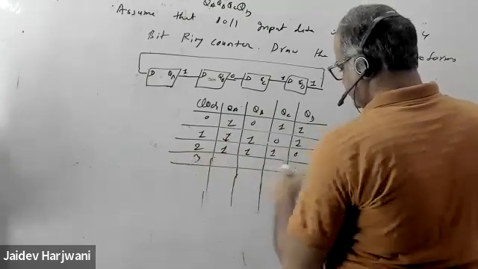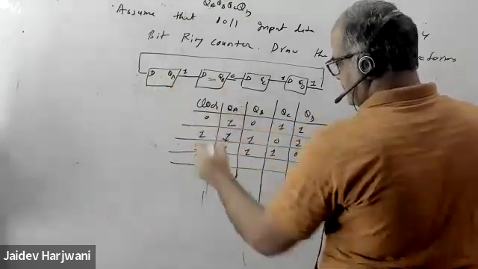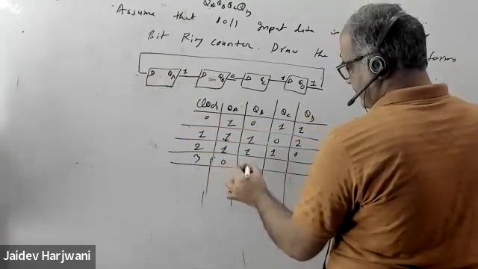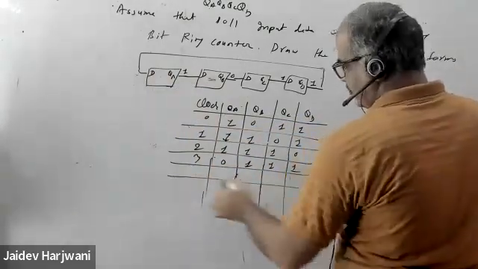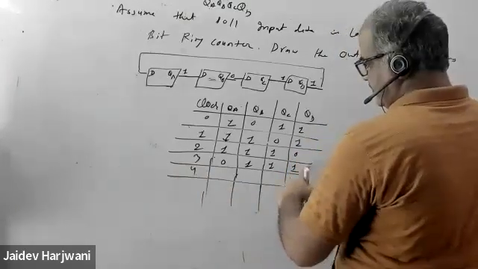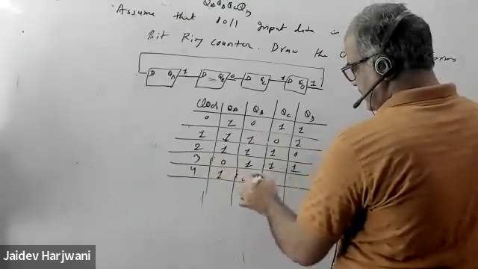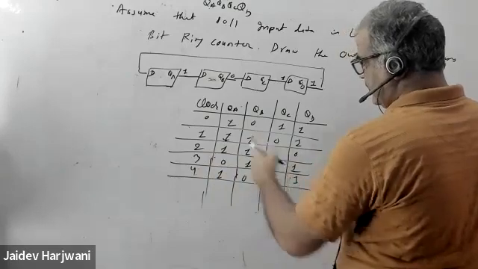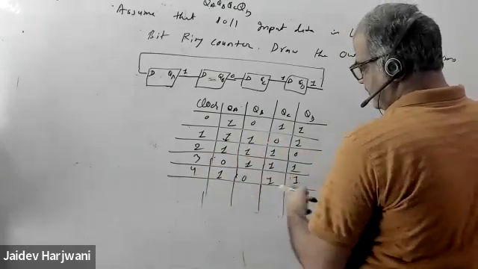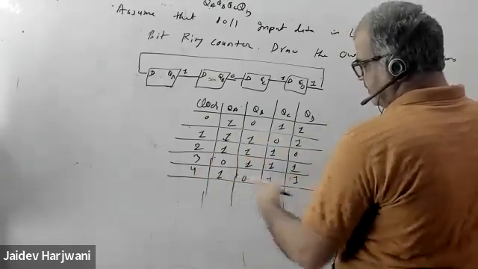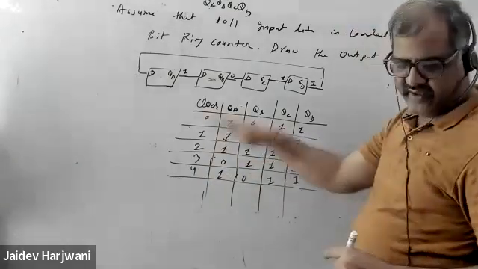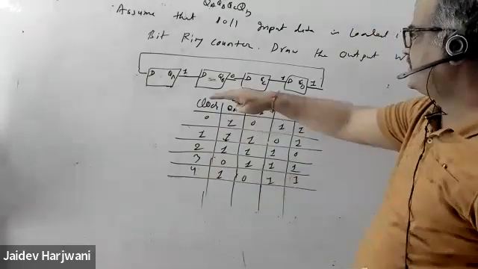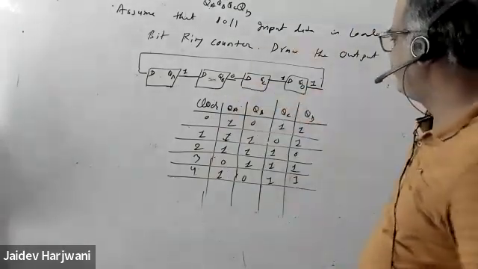For the third pulse, this 0 is the output of this one, so this 0 will come here. This 1 will come here. This 1 will come here. This 1 will come here. And the fourth, again this 1 will come here. This 0 comes here. This 1 comes here. This 1 comes here. So again 1001. So again it repeats. So you have only 4 different states for this ring counter because it is a ring counter, so it has only 4 things.